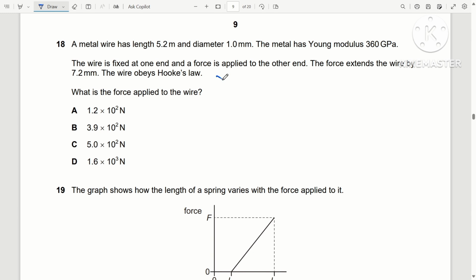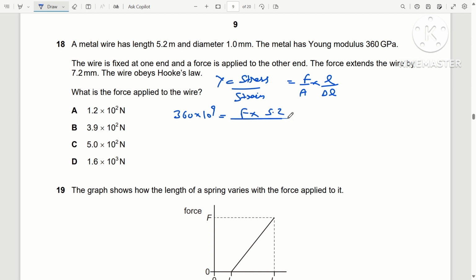Now we know that Young modulus is given as stress upon strain, whereas stress is equal to force upon area and strain is equal to change in length upon original length. So Y is given as 360 gigapascals, so it will be 360 into 10 raised to power 9 is equal to force, which we have to calculate, times length, given as 5.2 meters, divided by area. Diameter is given, and because here we have to take the area of cross section, and for a metallic wire the area of cross section will be circular.